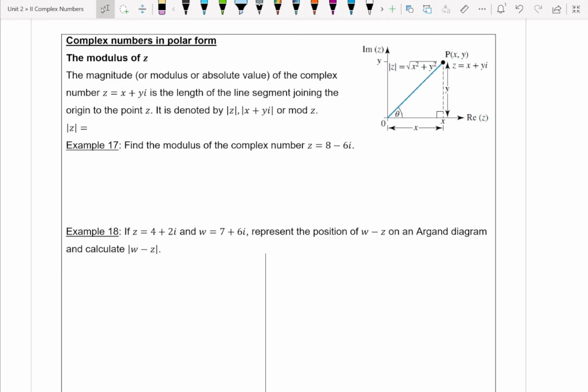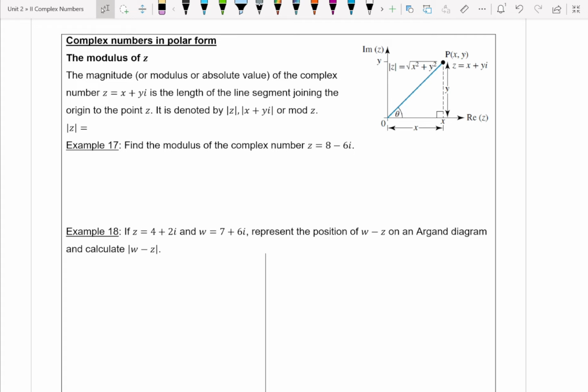In this video, we're looking at complex numbers in polar form. So some properties that we're going to look at are the modulus and the direction of a complex number z. The magnitude, modulus or absolute value of the complex number z equals x plus yi is the length of the line segment joining the origin to the point z.